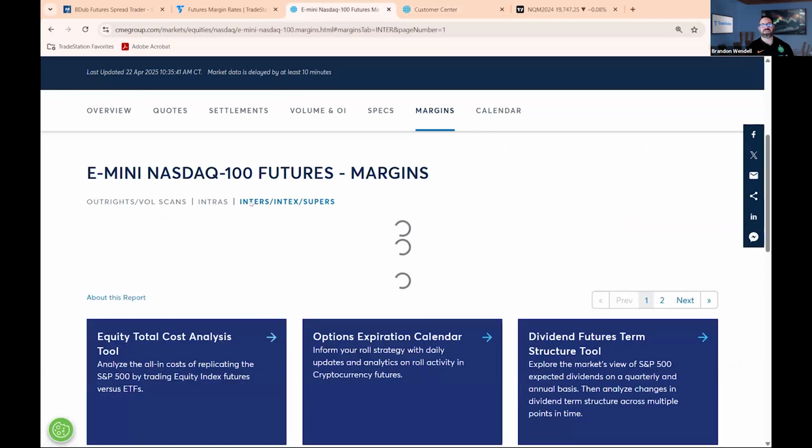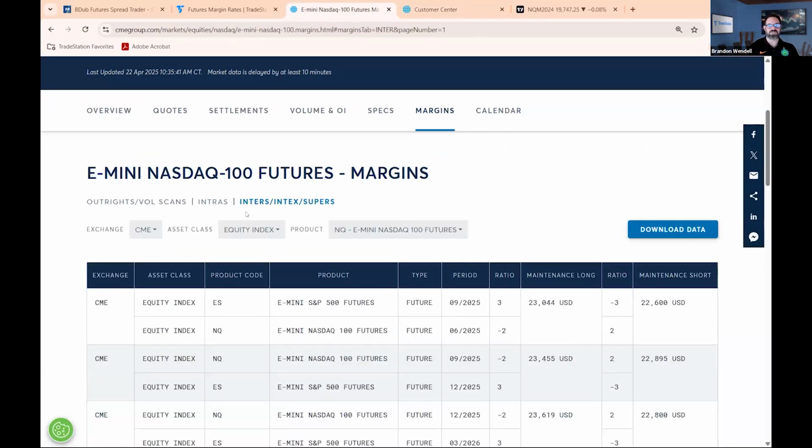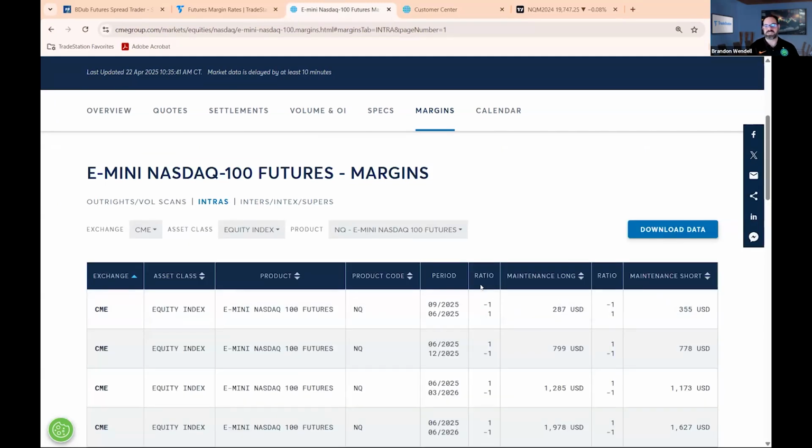Intermarket is related securities. What you'll notice, if I go back to intra, is it says ratio: -1, 1, 1, -1, 1, -1. Basically, you're going long one contract, short another, in whatever months. So if you want to trade the June versus December, the margin is over $800. If you want to trade June versus September, the margin's cheaper because there's more liquidity on it.